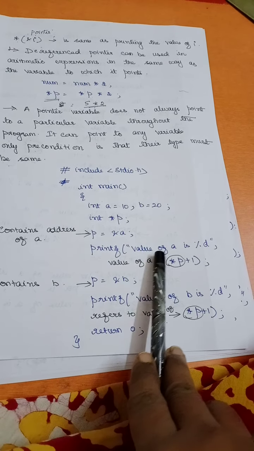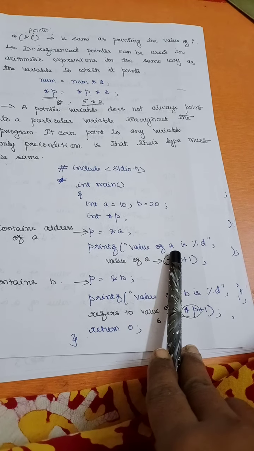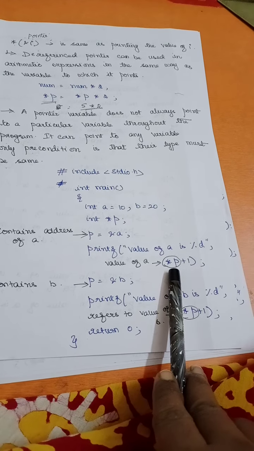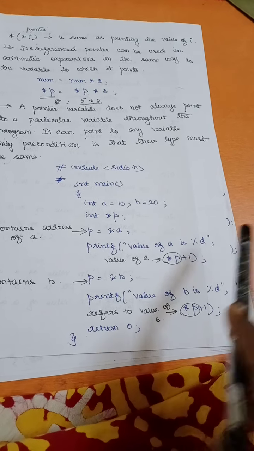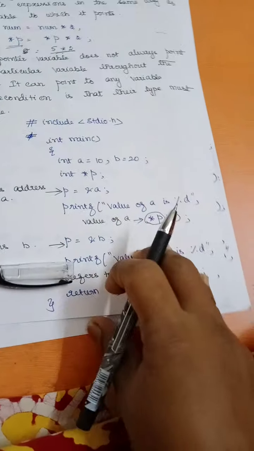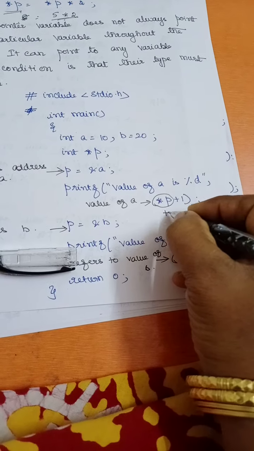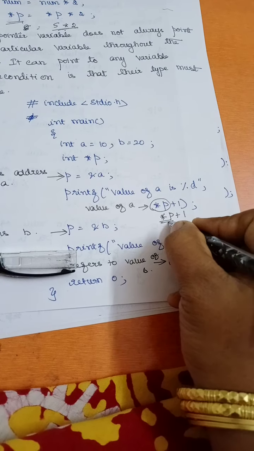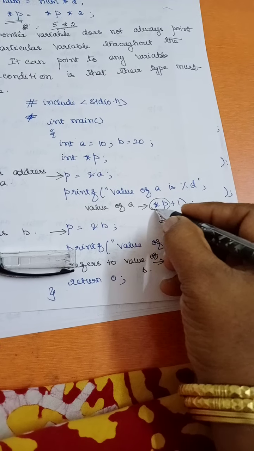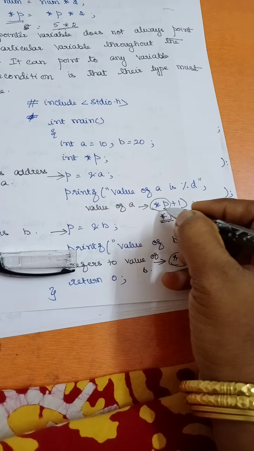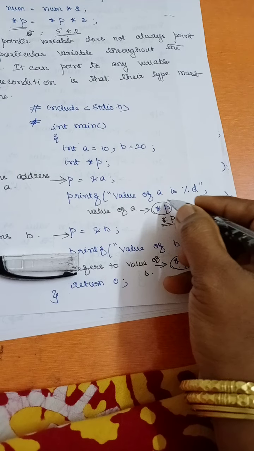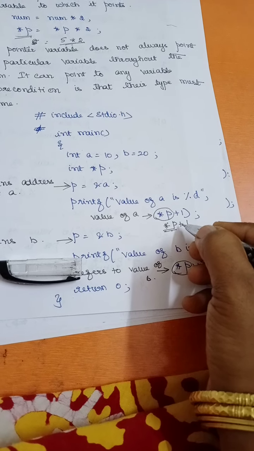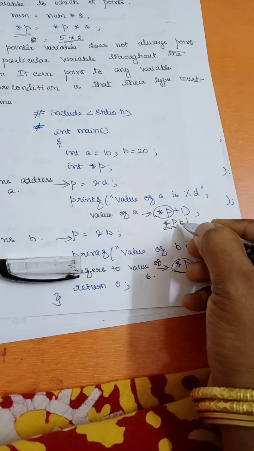Now printf value of a. I want to print the value of a here. How to refer to the value of a? Star p. So star p plus 1. Actually I have to write it like this, so here it is only star p plus 1. Star p refers to the value of a, plus 1. Here there is no need for the round brackets. To make you understand, I have put the round brackets. So star p refers to the value of a, and we are going to add 1 to it.